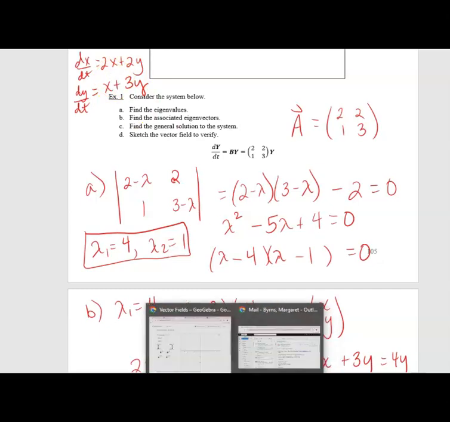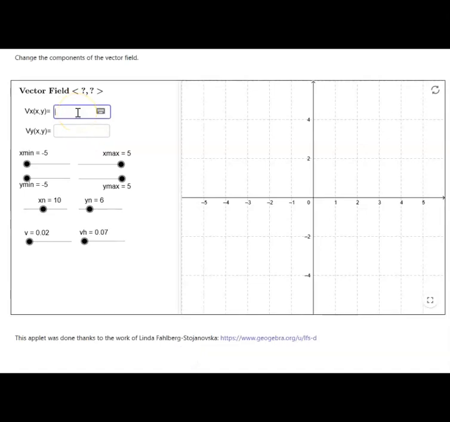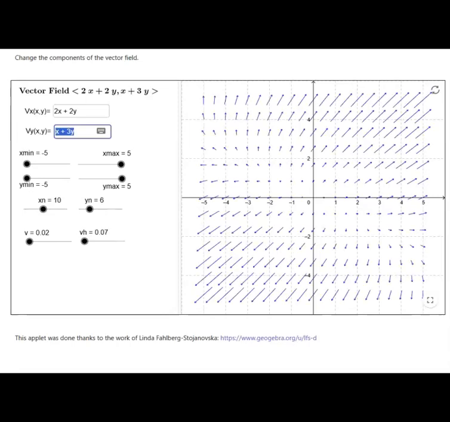So let's go back. Let me go back to GeoGebra. So for the x component, I'm going to put in 2x plus 2y. And then the y component, I'm going to put in, I already forgot what it was. It was x plus 3y. And hit enter, and that's going to give you your vector field.